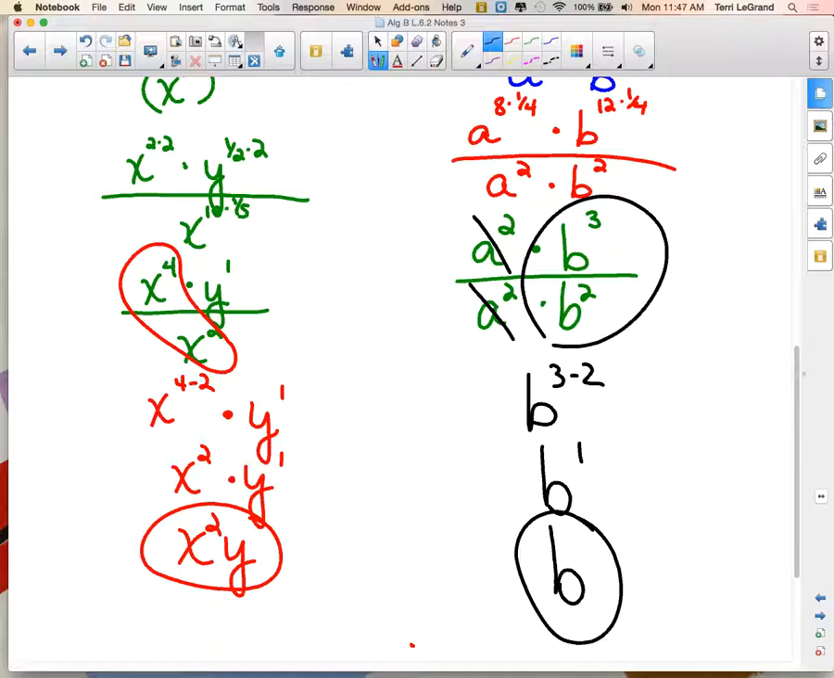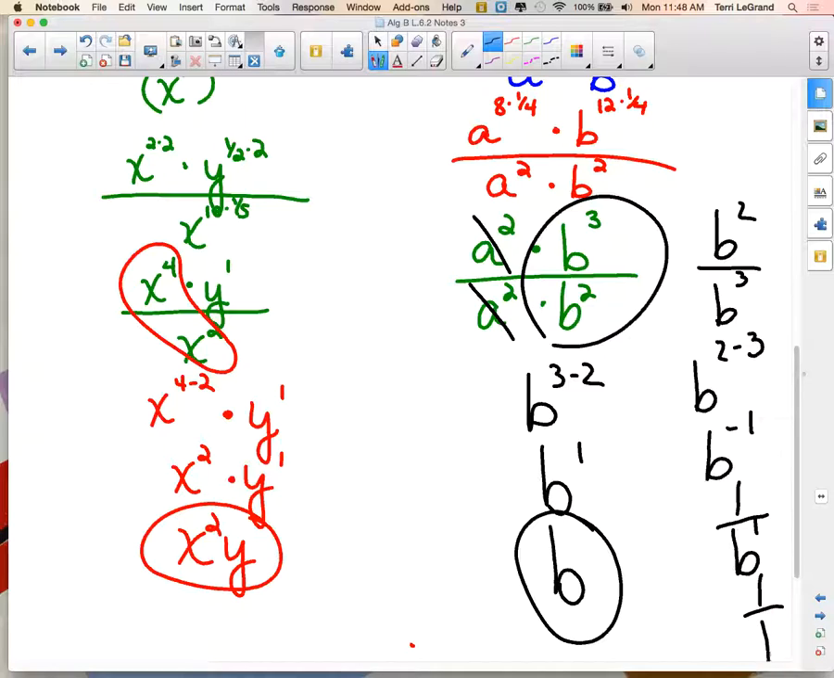What if it was b to the 2nd power over b to the 3? You're saying if it was this way instead? Yeah. You would still subtract, you would have b to the 2 minus 3 this time. And then that would become b to the negative 1 power. Can we leave it like that? Can't leave it with a negative power. How do we rename b to the negative 1 power? 1 over b to the positive 1 power, which becomes 1 over b. That would be our answer if that was the case.